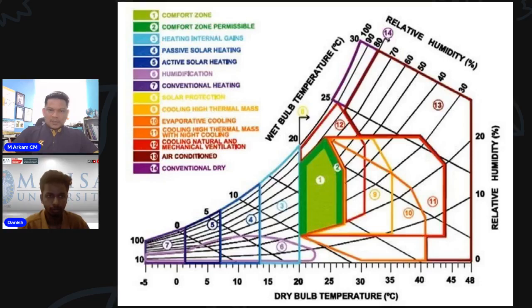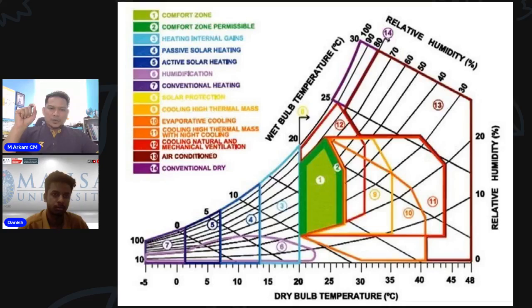So there is a maximum. And we're talking about humidity. Wet bulb we don't talk much about here. So dry bulb is actually our ambient temperature, and relative humidity, RH, percentage is about 20 to 80, or 60, or close to 80. So that is where we derive the comfort zone. Other than that is acceptable, permissible.